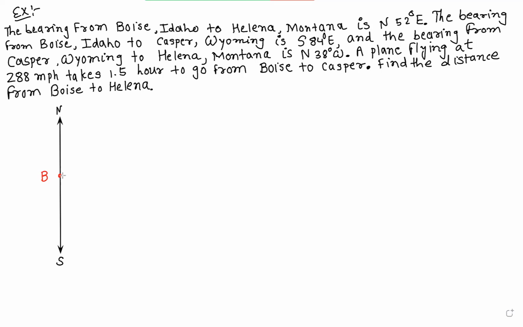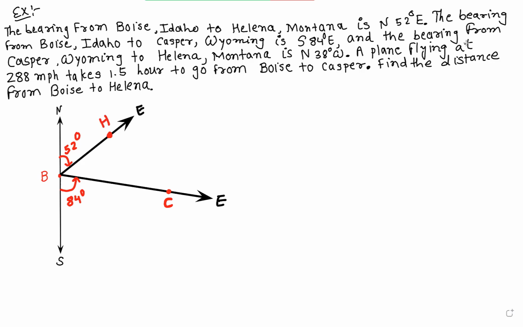Let's draw that angle. That's northeast. Label the angle 52 degrees. The bearing from Boise, Idaho to Casper, Wyoming is south 84 degrees east. So southeast will be this side. So that is southeast. Let's label that angle 84 degrees. Label Casper, Wyoming location right here. Let's label Helena, Montana as H here.